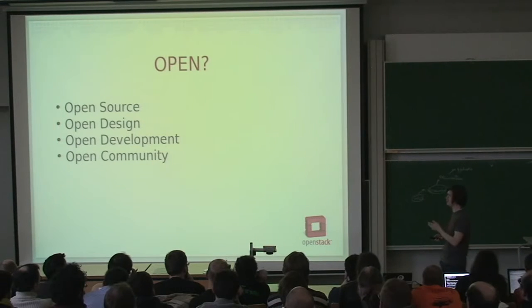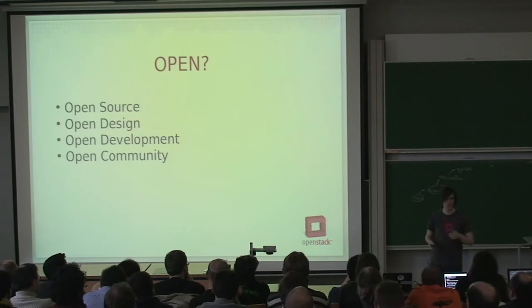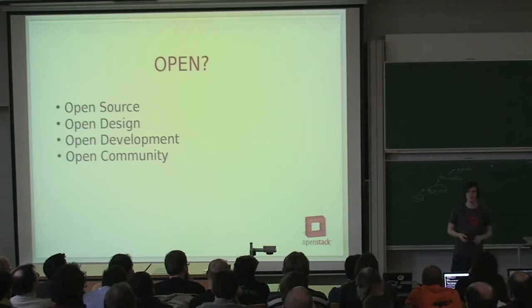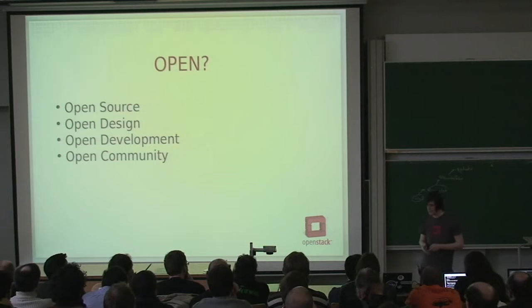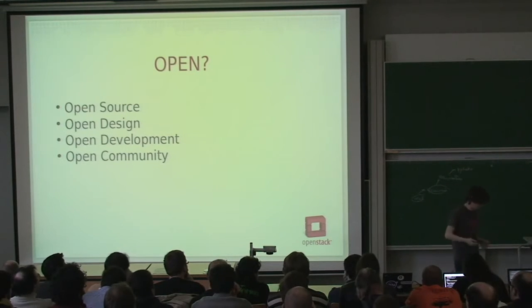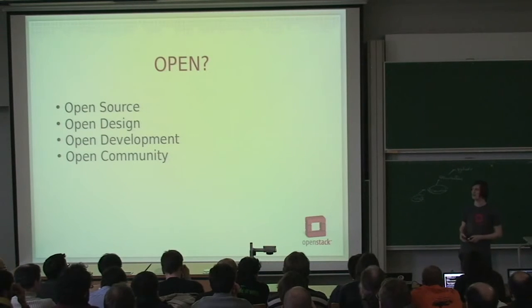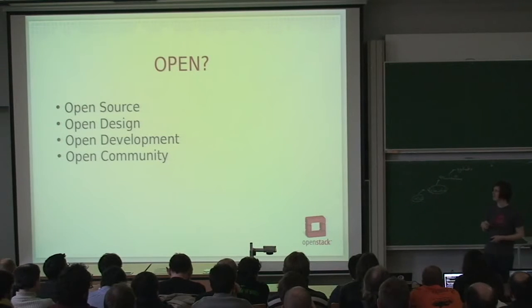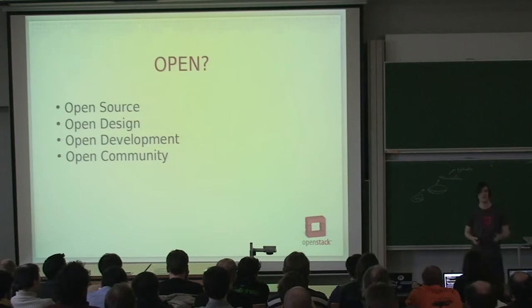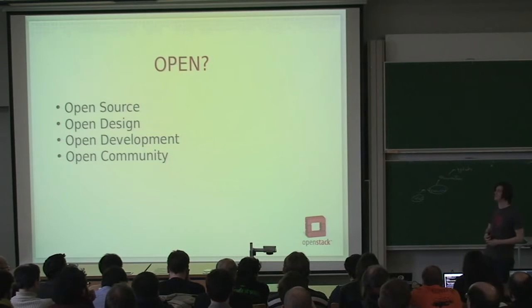So there's open source. It's all open source. It's Apache licensed. There is no enterprise edition that's going to be sold for money afterwards. It's all open source. Open design. All the design decisions are done in the open. We have a design summit twice a year. The first one was the thing in Austin. We had one in San Antonio, and in April we're going to have one in Santa Clara in California. Hopefully the next one after that is going to be in Europe.